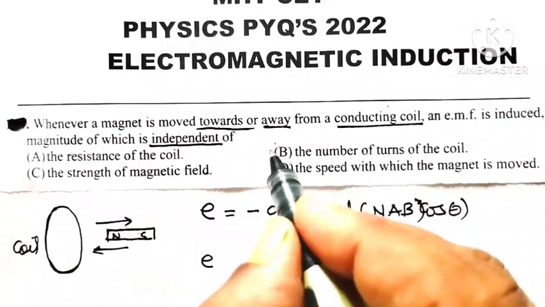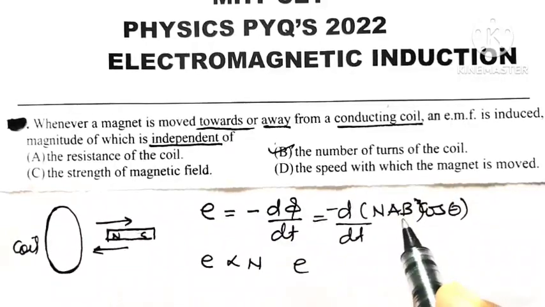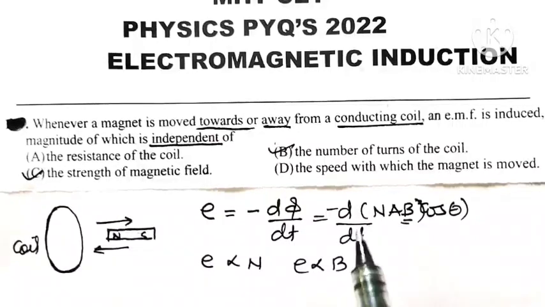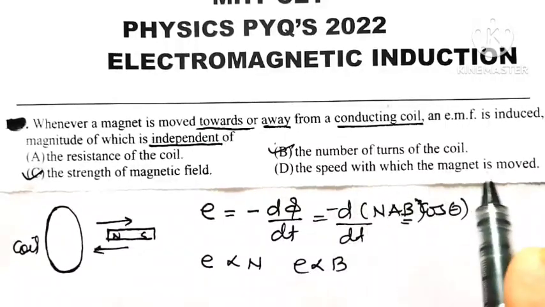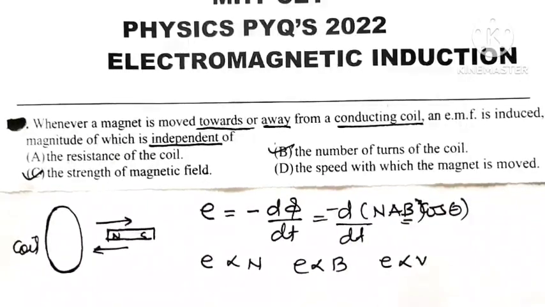This means the EMF induced depends on the number of turns in the coil, it depends on the strength of the magnetic field, and it depends on the speed with which the magnet is moved. d/dt means the EMF induced also depends upon what? The speed. The greater the speed with which the magnet is moved towards the coil, the greater the EMF induced. The smaller the speed with which the magnet is moved towards or away from the coil, the smaller the EMF induced. So the EMF induced in a coil also depends on the speed with which the magnet is moved.